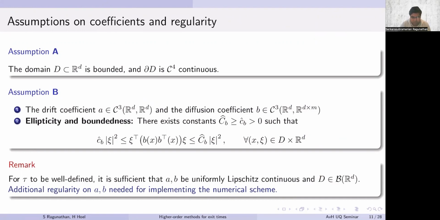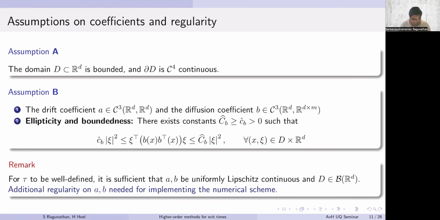The second assumption that we make relates to the coefficients, such that the drift coefficient and the diffusion coefficient are at least C3 continuous. And we also assume that the diffusion coefficient is uniformly elliptic and is bounded. So this is a condition that we need in order to basically compute the critical region parameters, which was shown in the previous slide. So this basically helps us bound the probability. So that's something which we need.